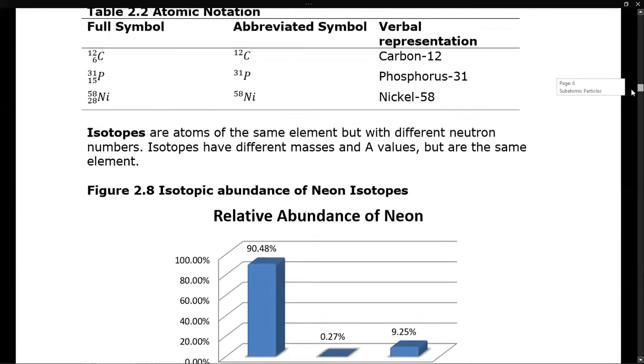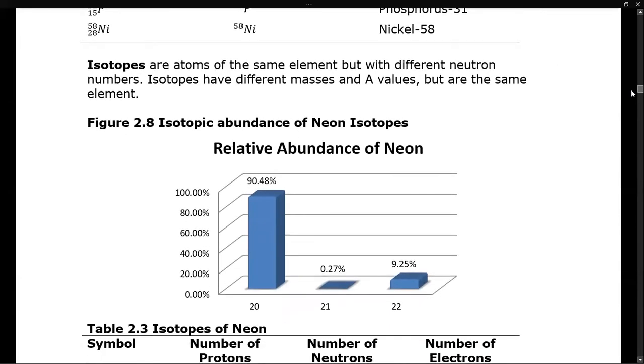So remember, isotopes are atoms of the same element, but they have different numbers of neutrons, therefore they have different mass numbers. But they're the same element because they have the same number of protons. For example, this is the isotopic abundance of neon. Most neon has a mass of 20, about 90.48%. There's a trace amount at 0.27%, and then the rest of it, 9.25%, has a mass of 22.